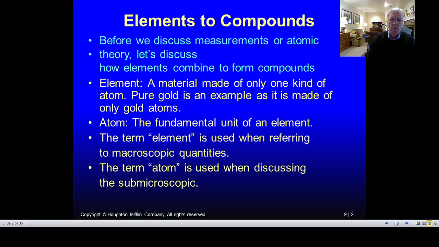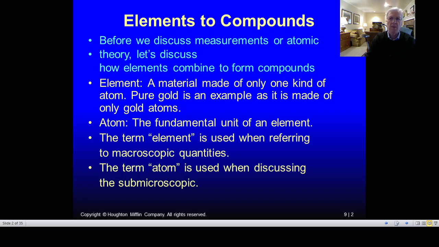So before we even do any discussion about what the atom is and the theory of the atom, let's discuss how these elements combine to form compounds. So there are a few essential definitions. An element is a material made of only one kind of atom. For example, pure gold is made of only gold atoms. The atom is the fundamental unit of an element.